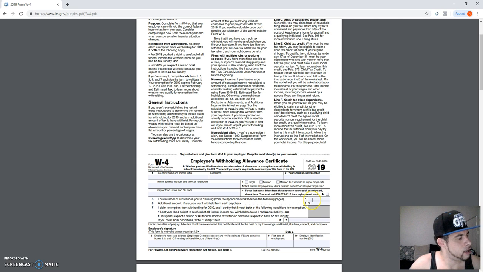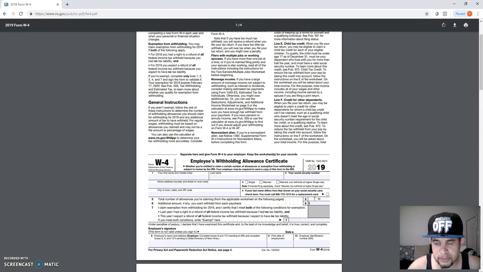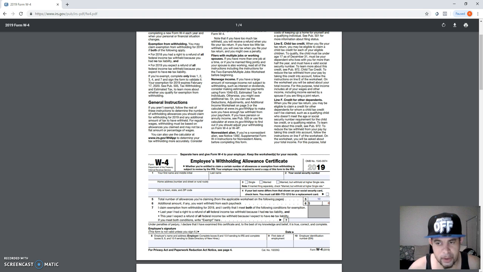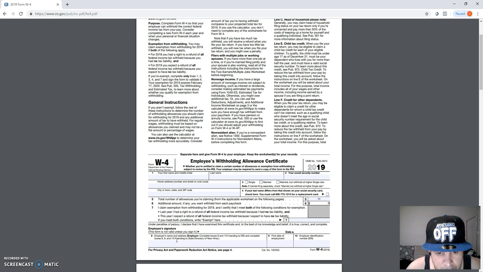5, it says total number of allowances you are claiming, which is where you actually put 10, right? And then it says additional amount, if any, you want withheld from each paycheck, which I put 0 on. 7, I actually left alone. I didn't touch it, because the person that explained it to me said it was not needed, so I left it alone.